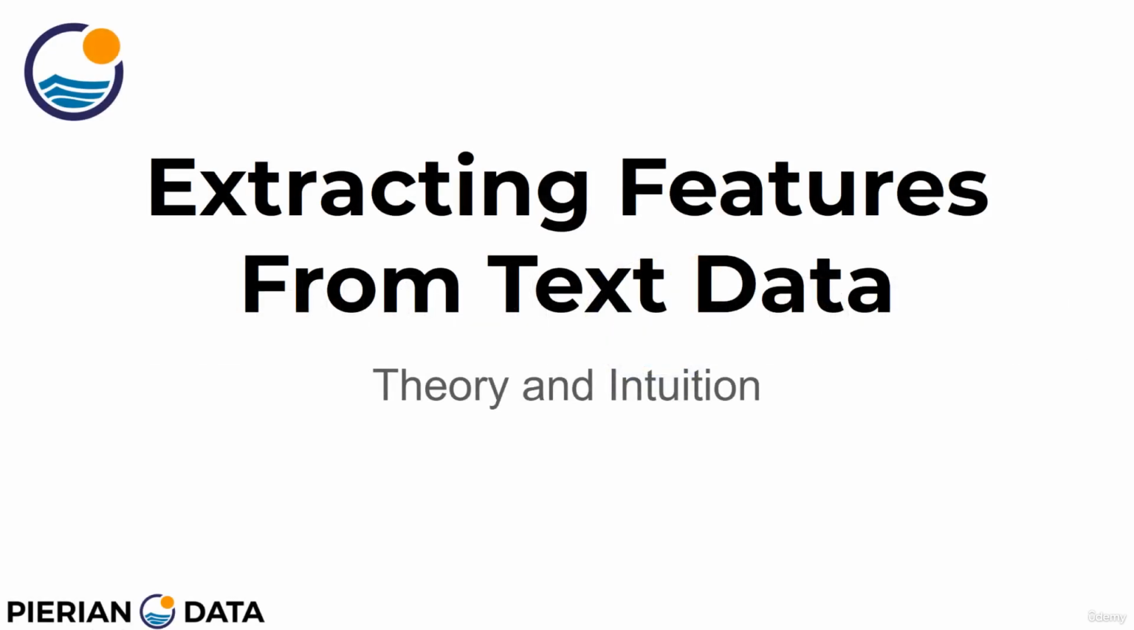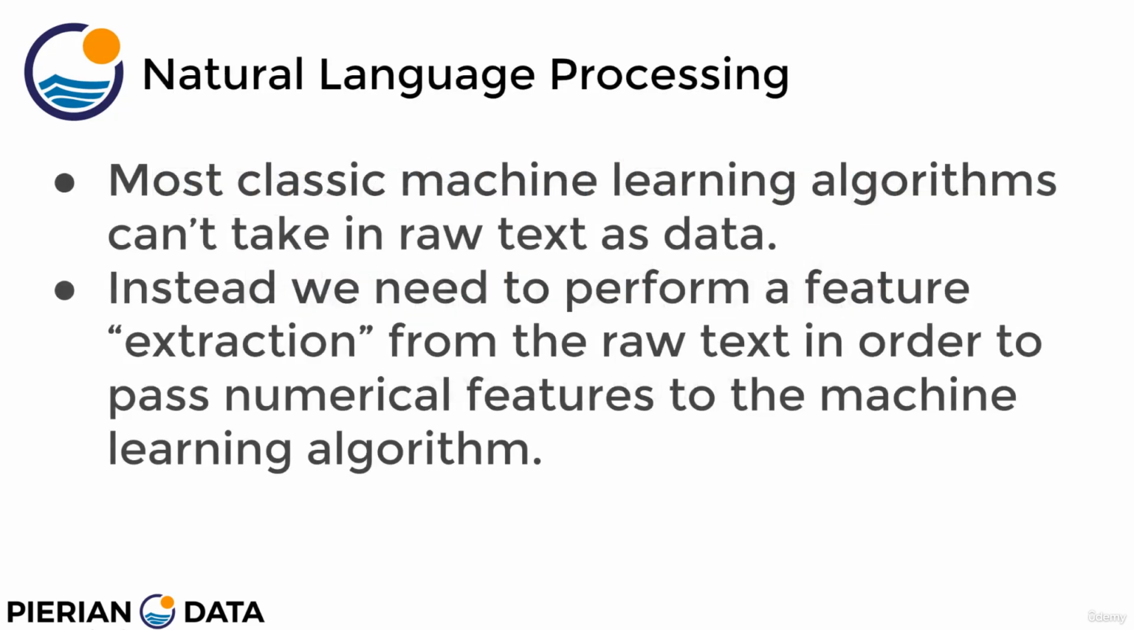Welcome back, everyone. In this lecture, we're going to discuss the details behind extracting features from text data, mainly the theory and intuition behind the general processes. Now, again, as we keep mentioning, most classic machine learning algorithms can't take in raw string text as data. Instead, what we need to do is perform some sort of feature extraction from the raw text in order to pass in numerical features to the machine learning algorithm.